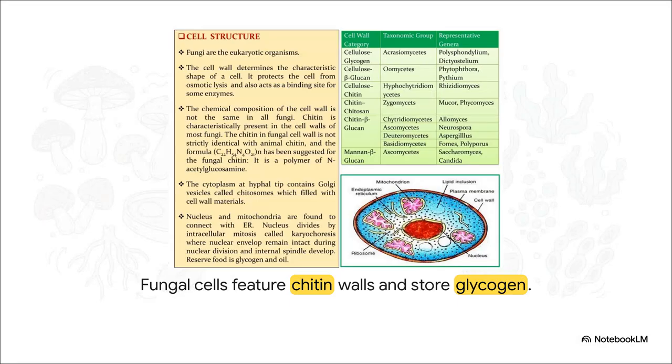Now, what's really interesting here is the unique chemistry happening at the cellular level. When you look at a fungal cell wall, you're not going to find the cellulose that makes up plant walls. Instead, you'll find a highly specific structural molecule called chitin, often combined into a chitin-glucan complex. Specifically, it's a polymer of N-acetylglucosamine. Animals actually use chitin too, like in the exoskeletons of insects and crabs, which kind of ties back to that whole closer to animals thing.